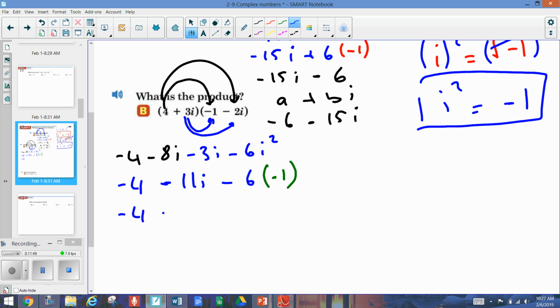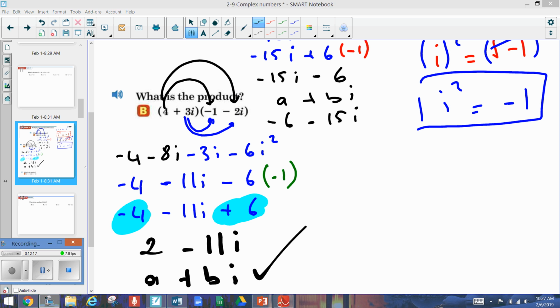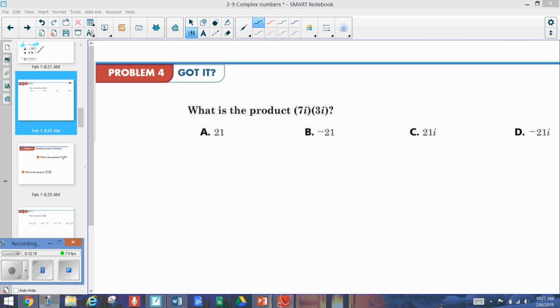Negative 4 minus 11i. So what is this? Negative times negative is positive 6. And we're going to add like terms. Then the result is going to be 4. 6 minus 4 is equal to 2. That's it. Is that in the right format? Yes. Who's going to tell me the answer really quick?